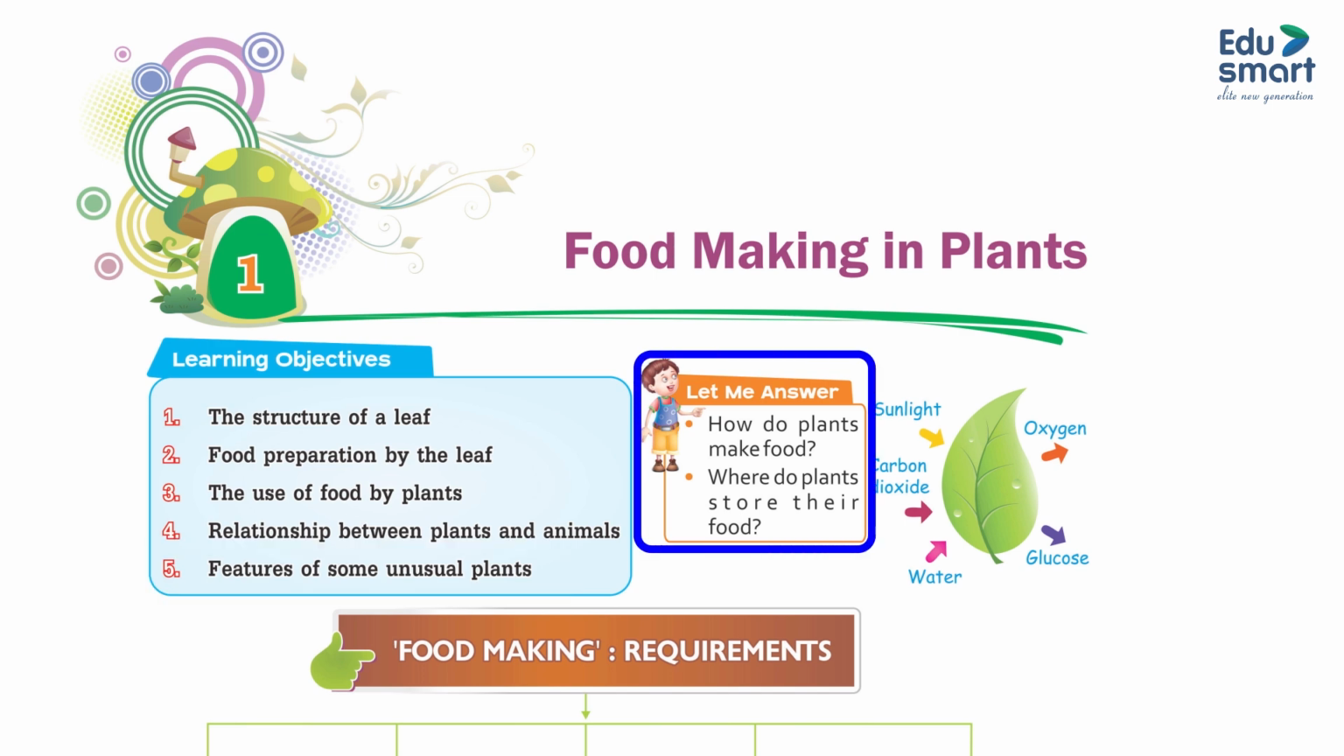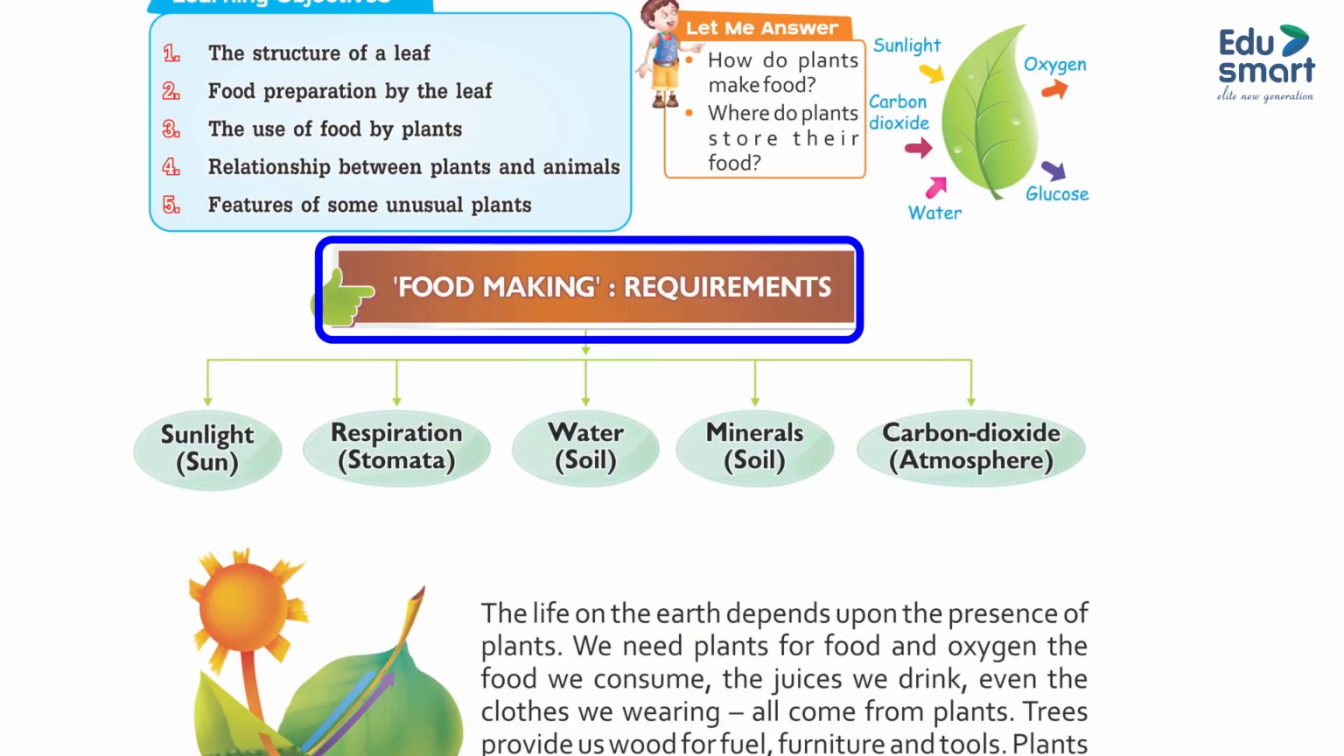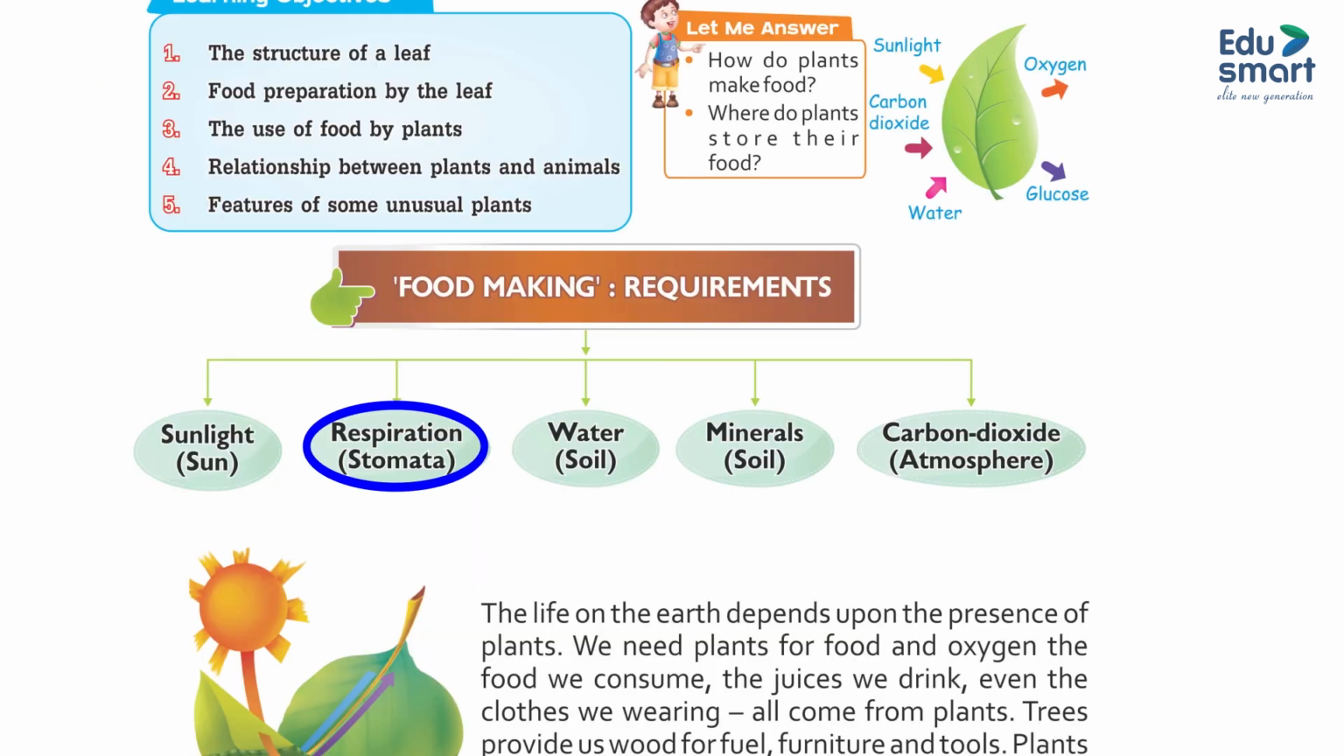Let me answer. How do plants make food? Where do plants store their food? Food making requirements: sunlight, from the sun; respiration, through the stomata; water, from the soil; minerals, from the soil; carbon dioxide, from the atmosphere.